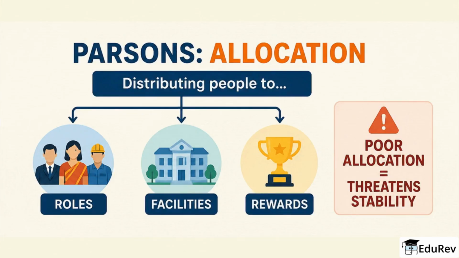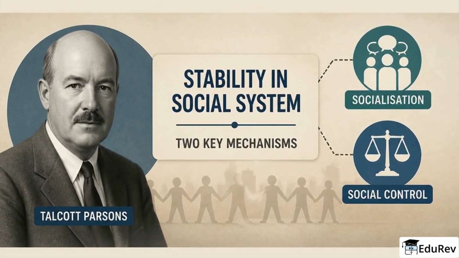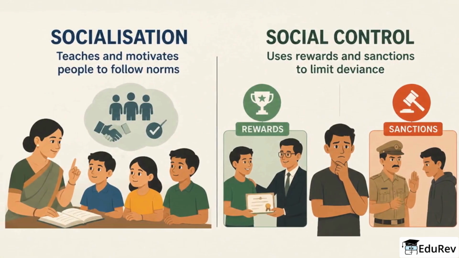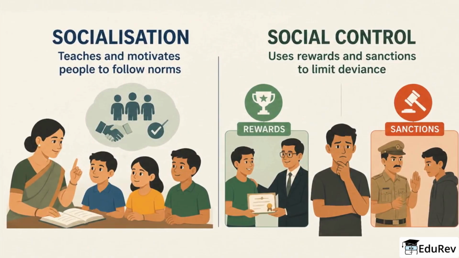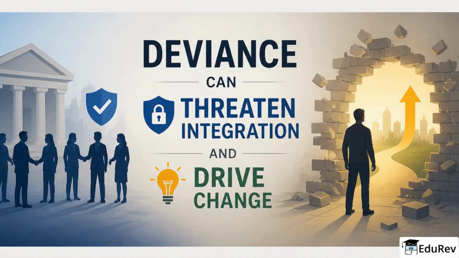Poor allocation threatens stability. To keep the system stable, Parsons points to two important mechanisms: socialization and social control. Socialization teaches and motivates people to follow norms. Social control uses rewards and sanctions to limit deviance. Remember, deviance can both threaten integration and act as a source of change. A subtle point for answers.